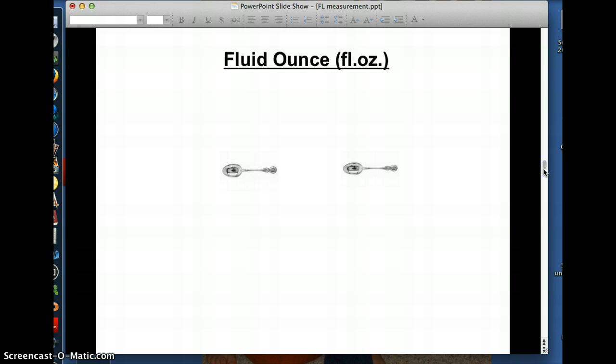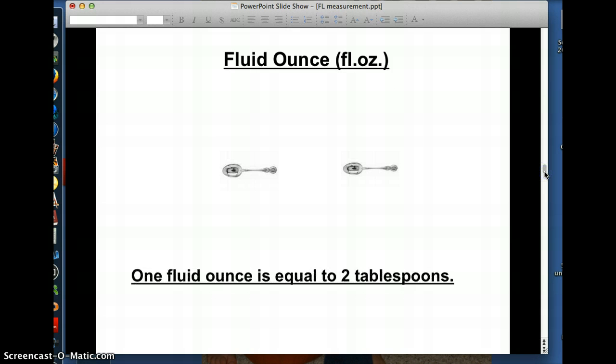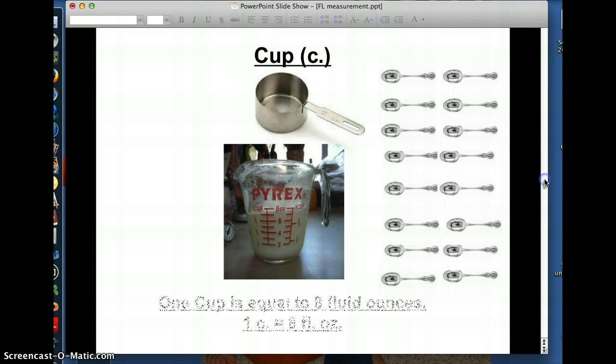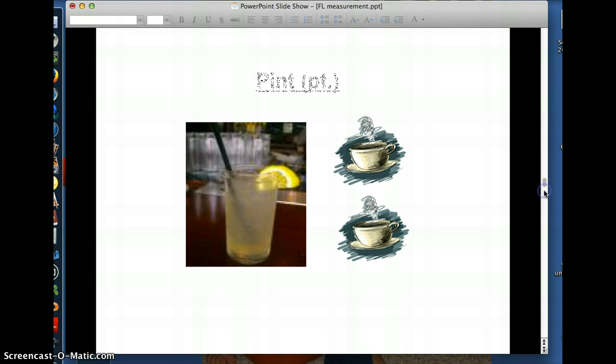The next thing we're going to be looking at is fluid ounces. So 1 fluid ounce equals 2 tablespoons. So fluid ounces is abbreviated with FL OZ because there's also ounces whenever you're talking about mass and weight. Then we have cups. So 1 cup is equal to 8 fluid ounces. So 1 C equals 8 FL OZ.